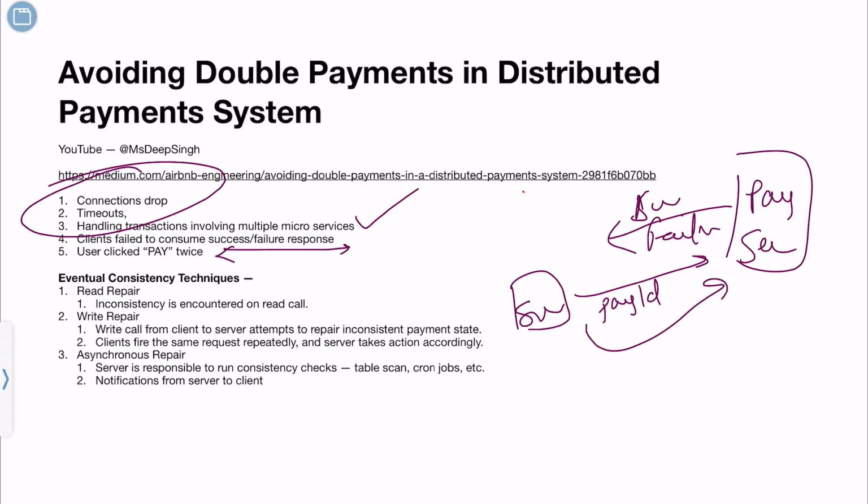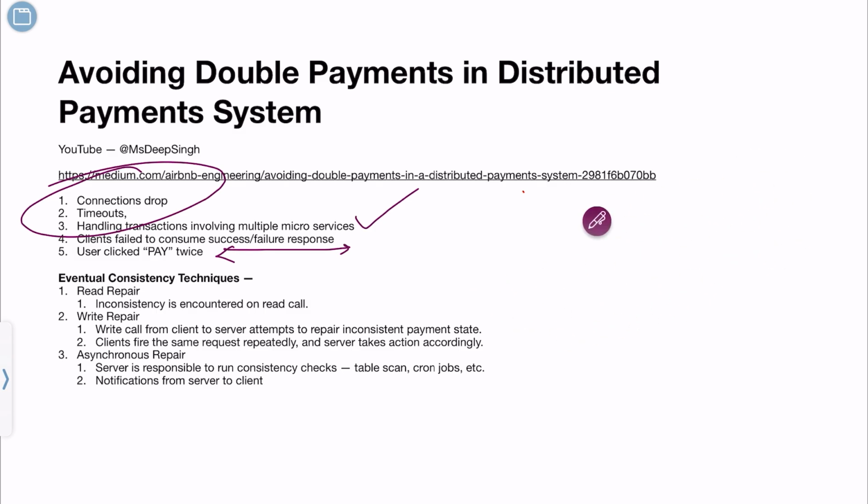So if there are retries involved, it should be able to reconcile, or you can say return that correct state at a later point of time. So this is what we mean by this one.